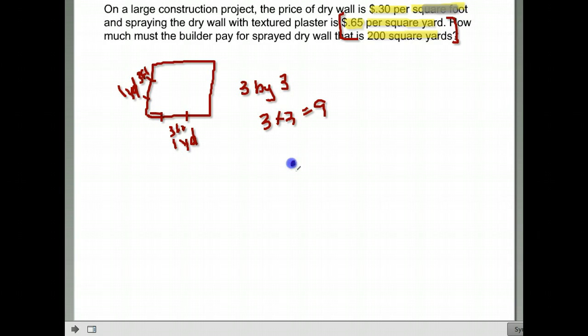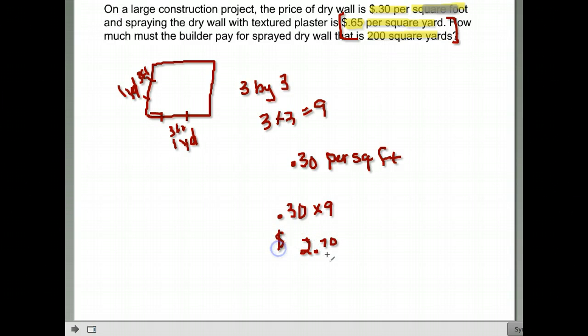So when we're changing our 30 cents per square foot to yards, we're going to multiply by 9 because there are 9 of them in a yard. So we're going to take our 30 cents times 9, and we get $2.70. So for the drywall, it's actually going to be $2.70 per square yard. Okay. To spray it, it said it was 65 cents a square yard. So if we want to drywall it and spray it, we add those two together.